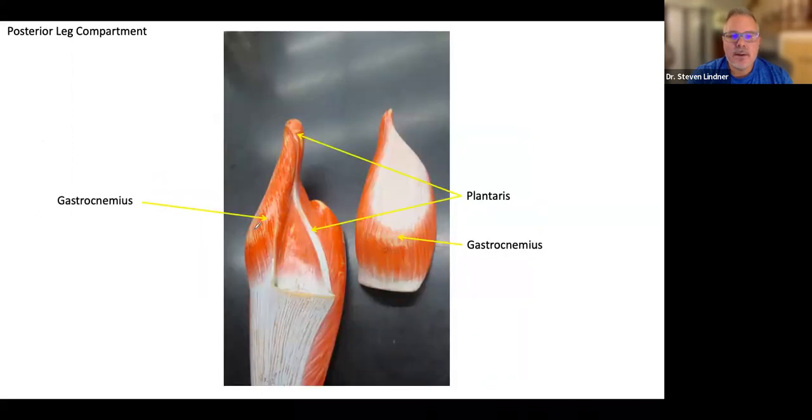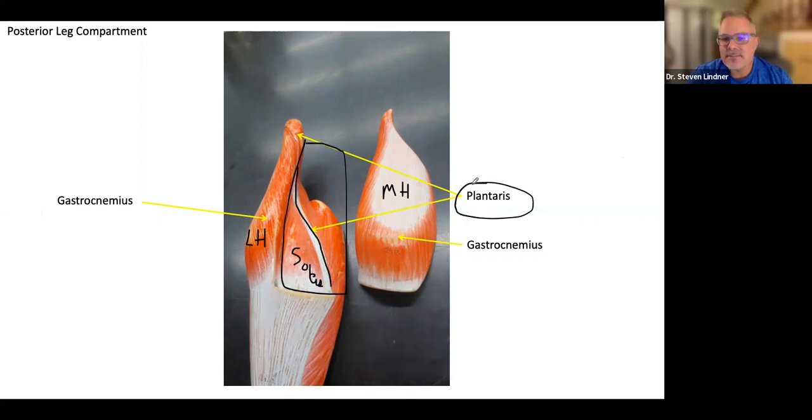Here is the gastrocnemius. This is the lateral head. And right here is the medial head of the gastrocnemius. And that would be right here. It kind of would sit superficial to it. But we dissected it and pulled it away so we can see the soleus that's deep to it. That's the soleus. And this tendon right here is called the plantaris.